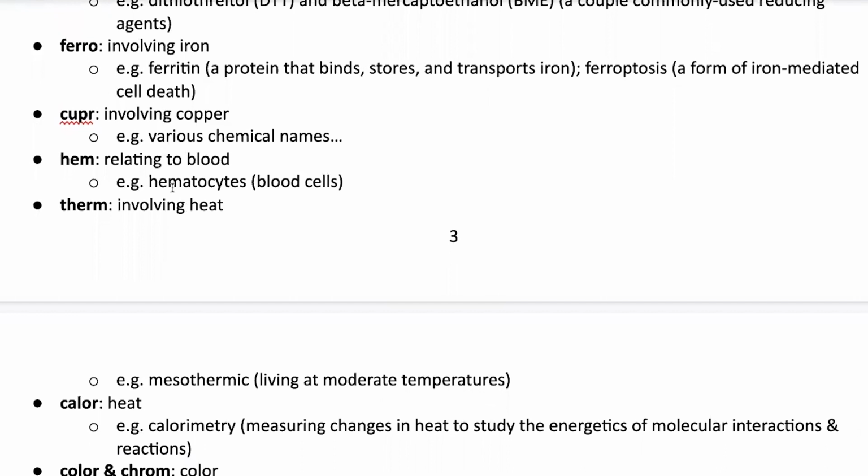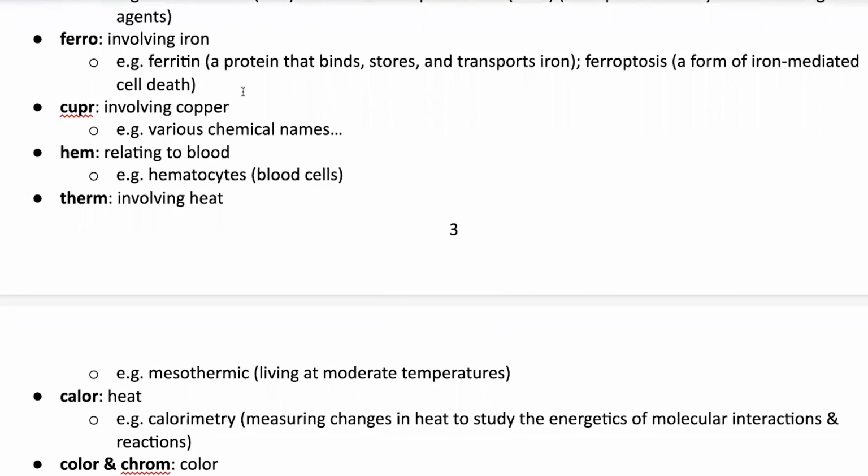Ferro, this is involving iron. So you might have heard of ferritin, which is this protein that binds, stores, and transports iron. More and more popular these days, or not popular, but I guess they're learning more about it, and you seem to hear about it a lot, is ferroptosis, which is a form of iron-mediated cell death.